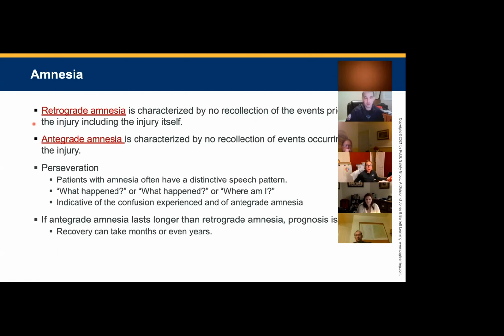Copy that. So we have this topic of perseveration, where patients with amnesia often have a distinctive speech pattern. And that's what Martha was talking about, asking what happened, where am I, and basically they'll ask this question over and over again. So you'll have this patient, you'll say, hi, my name is Sam, I'm a ski patroller. What happened? I don't know. You tell them, I think you were involved in a traumatic incident. They're like, what happened? Where am I? What's going on? And they keep repetitive questioning. We refer to that as repetitive questioning, where they ask the same question over and over again.